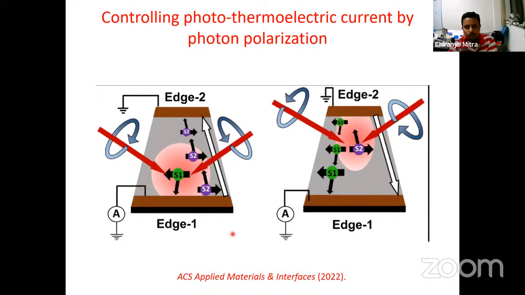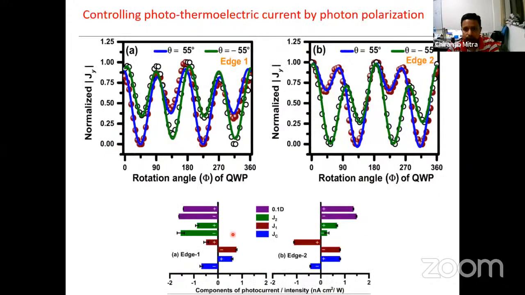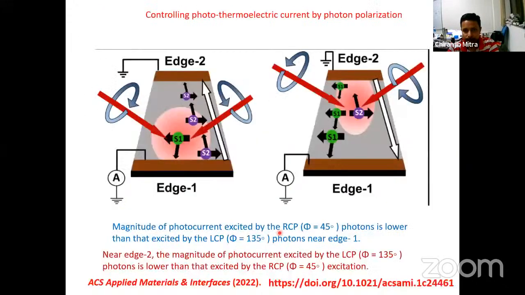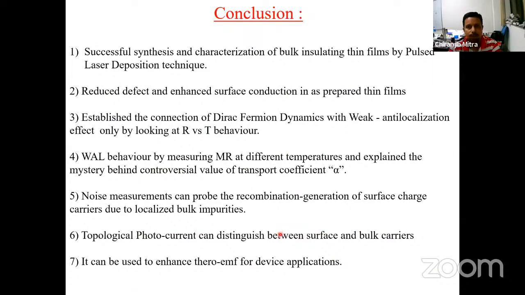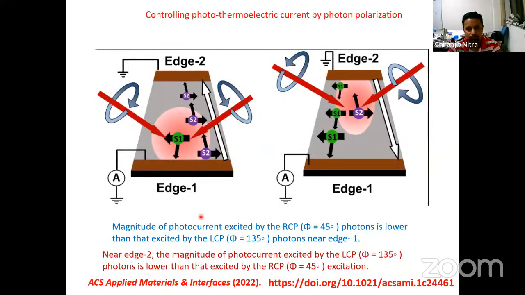Okay, so let me conclude. This is the H1 and H2. Let's look at this. This is the magnitude. The magnitude of photocurrent excited by right circularly polarized photons is lower than that of left near H1. And the same thing near H2: the magnitude of photocurrent excited by left circularly polarized light is lower than that excited by right circular. This is an important phenomenon, because it can be used for many device applications.